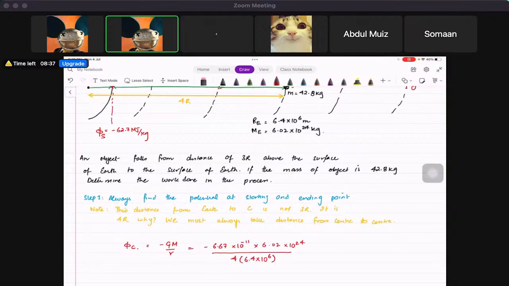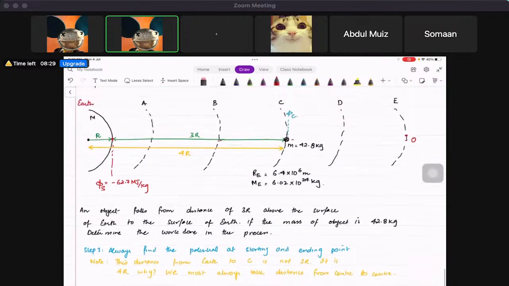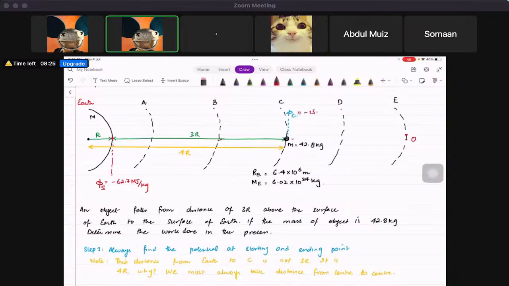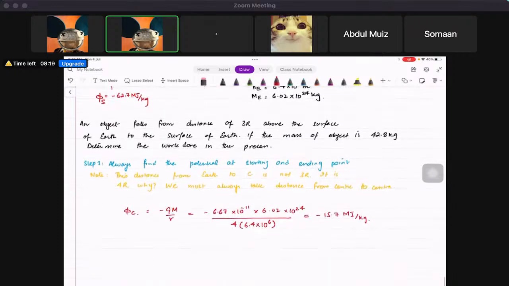So avoid that. Now when you get the answer, this will be minus 15.7 megajoules per kilogram. So this means that at this point the potential is minus 15.7 megajoules per kg. Now we move to step 2, which is to find the change in potential. Because this is scalar, we always do larger value minus the smaller value. In scalars we always follow this rule.